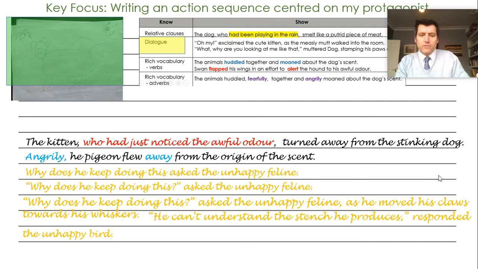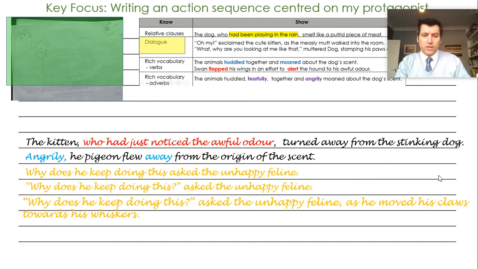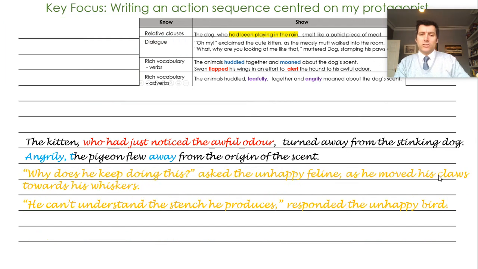Now his friend responds: He can't understand the stench he produces, responded the unhappy bird. You've got an unhappy teacher here as well, because I've forgotten to do my writing, haven't I? Thank you, Natan. I forgot new speaker, new line, didn't I? What it should look like is the question, the first piece of dialogue, with why does he keep doing this? And then the second piece on a new line, so new speaker, new line. Well done. Okay, and we've got that adjective of the unhappy bird.